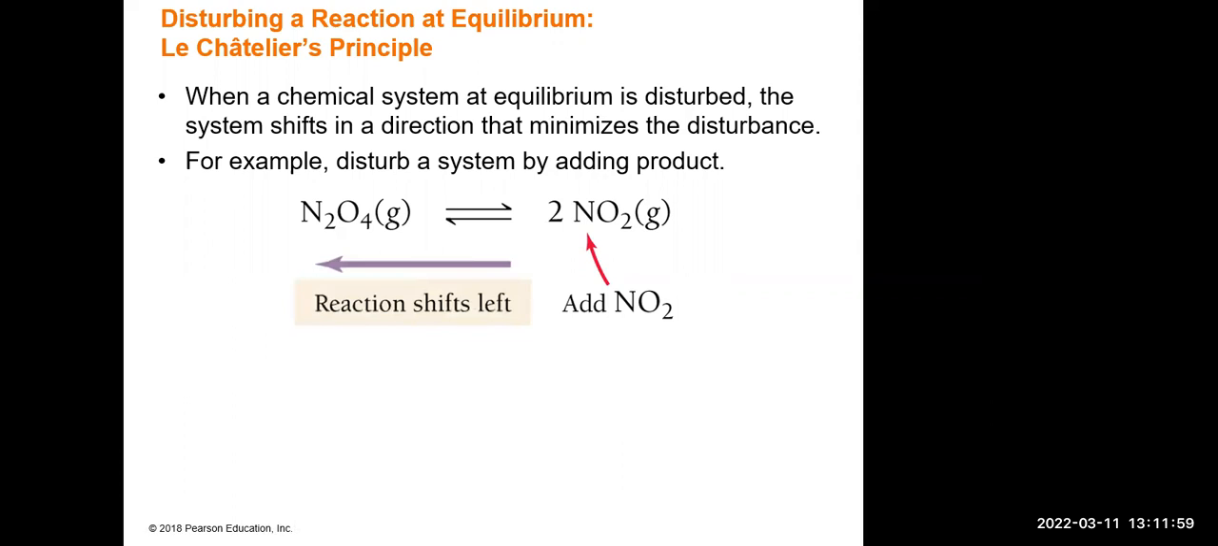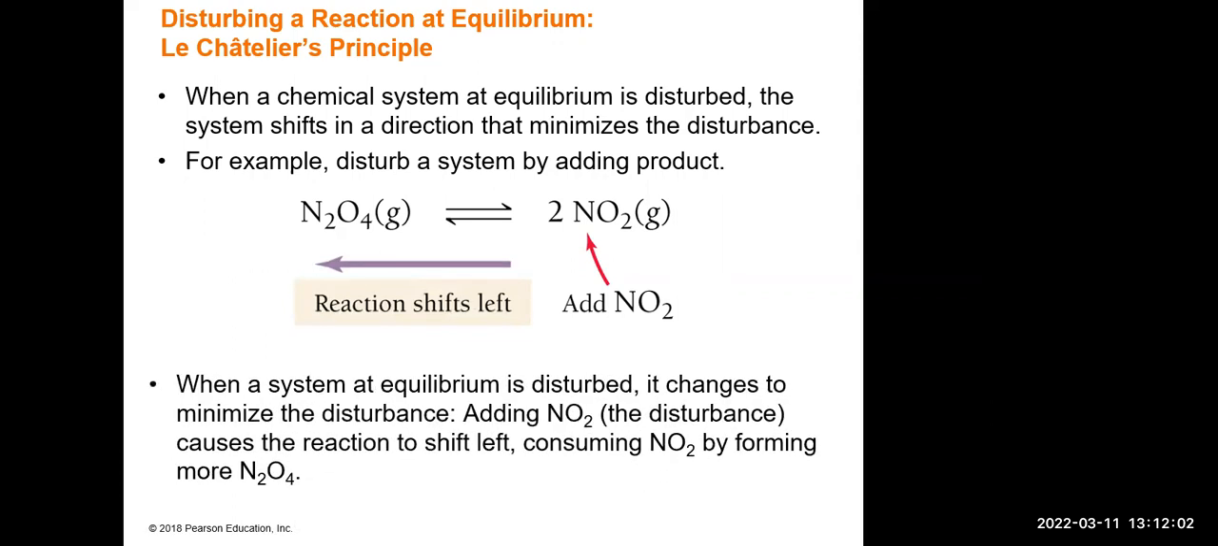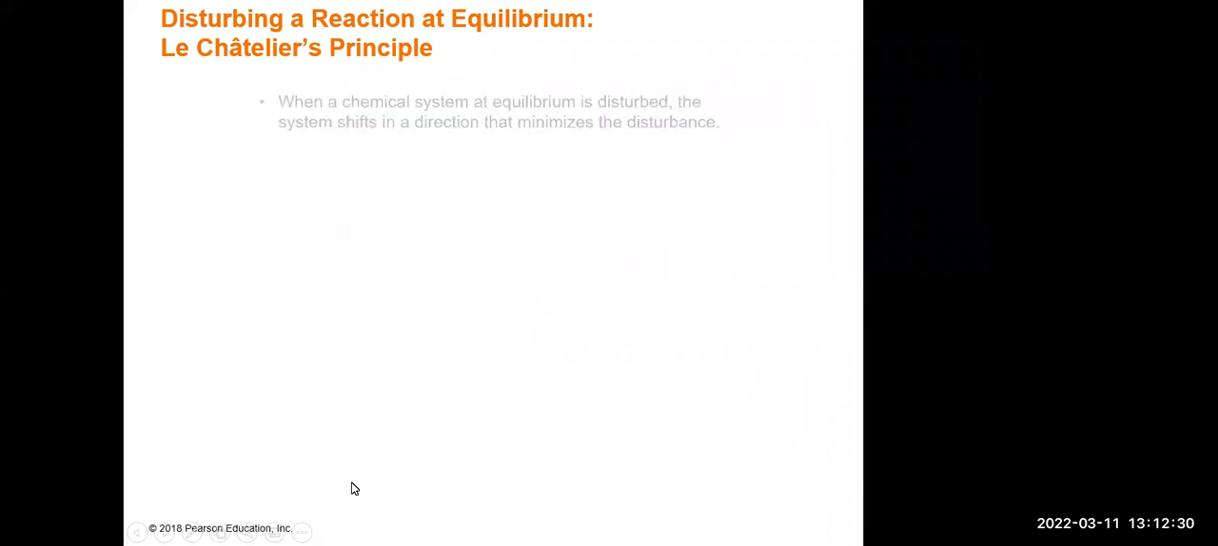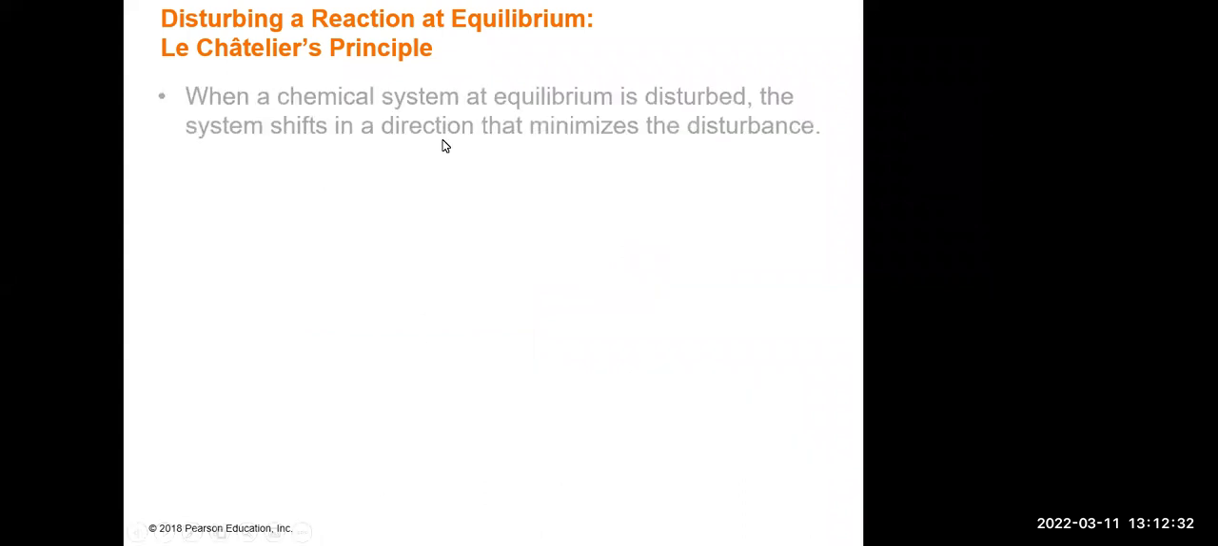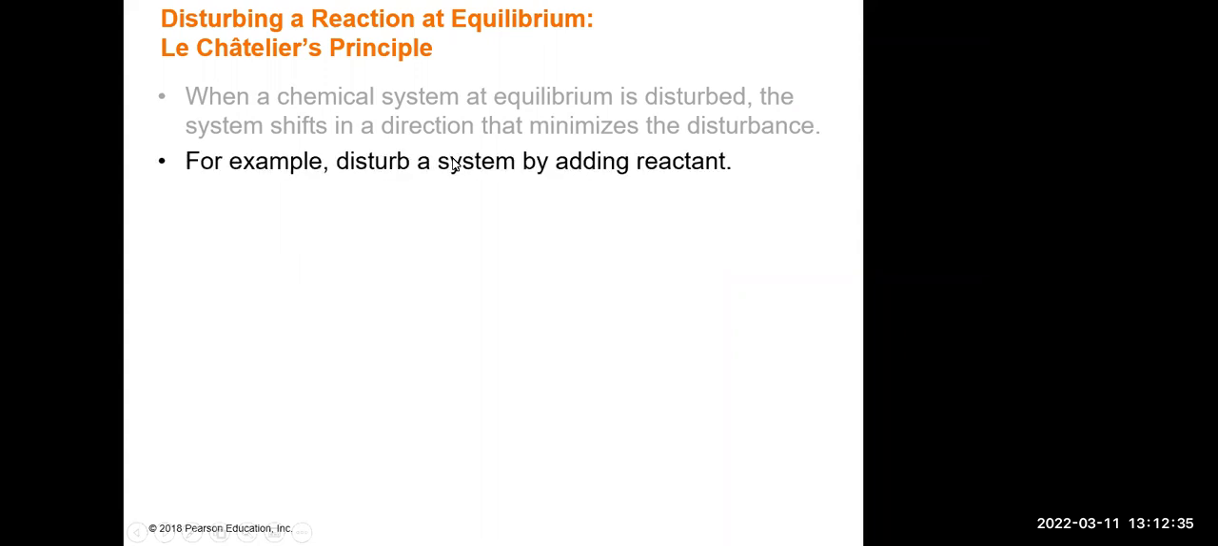It tries to use up the NO2. So therefore, when a system at equilibrium, which means a chemical equilibrium system, a chemical reaction system, is disturbed, it changes to minimize the disturbance. So adding NO2, this disturbance, because this is a gas, causes the reaction to shift left, consuming NO2 by forming N2O4. Again, this is Le Chatelier's principle, so we saw that before.